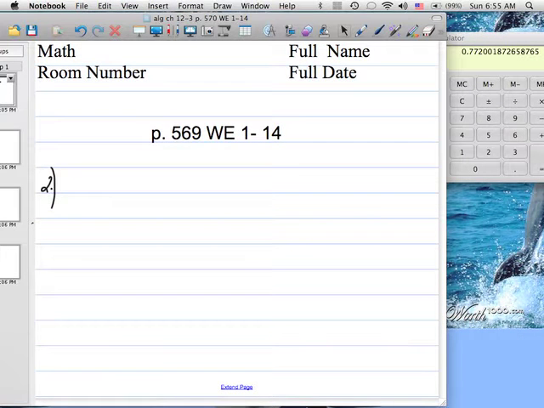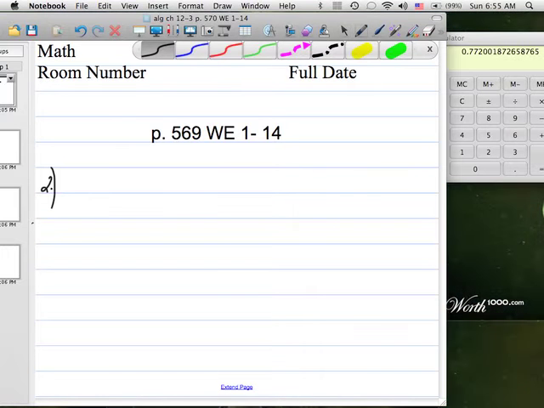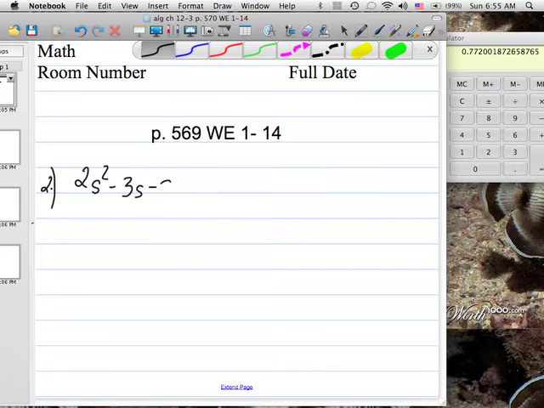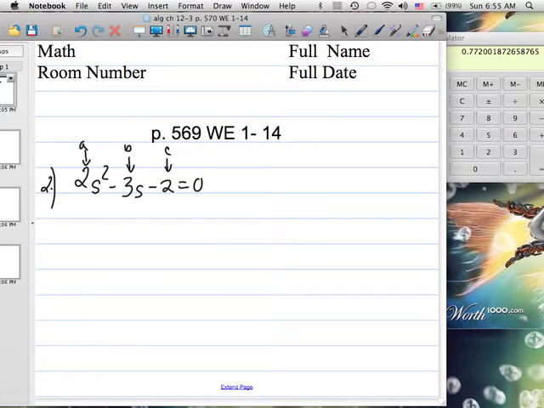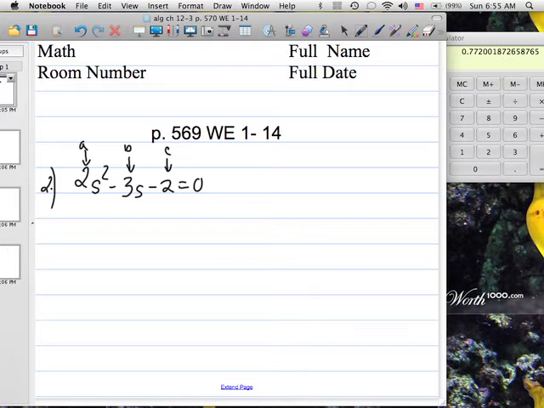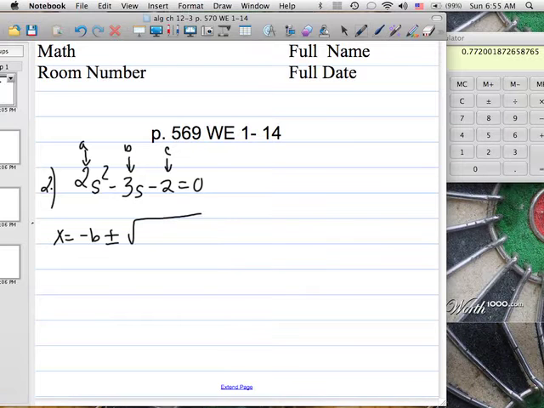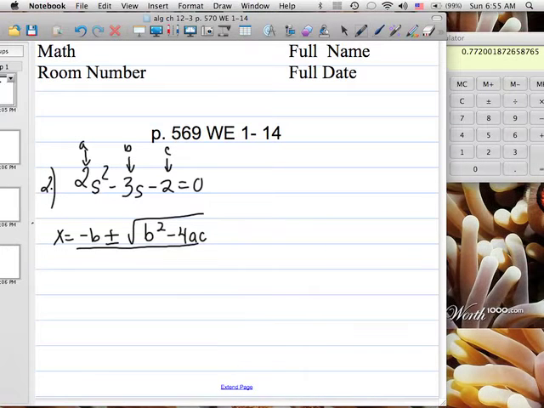So problem number 2, we have 2x squared minus 3x minus 2 equals 0. So it's set equal to 0. We're ready to go. This is a, this is b, and this is c. You don't have to write those down, but I'm doing it so you're aware of what we're doing. So the equation is x equals the opposite of b plus or minus the square root of b squared minus 4ac over 2a. I want you to write this down until you learn the equation.